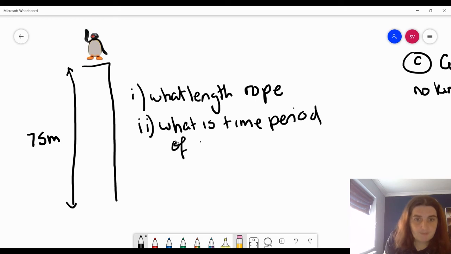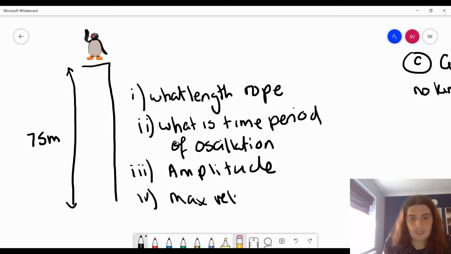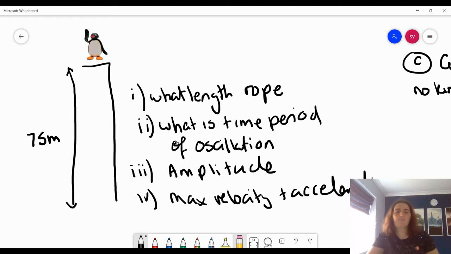Of the oscillation? Number three, what is the amplitude of the oscillation? And number four here, the max velocity and acceleration. Okay, so we've got 75 meters here.